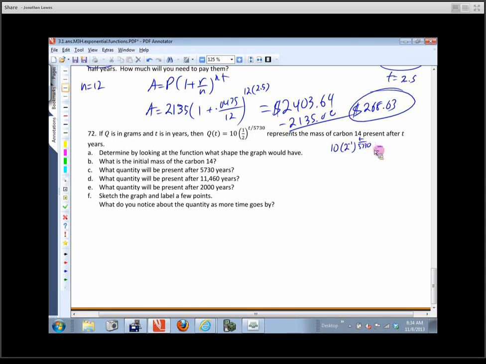Power to a power, I could write it this way, 10, and then 2 raised to the negative T over 5730. Well, if that is an exponential base 2 and the exponent is negative, would it grow like this? Because they all have a horizontal asymptote. Would it run along that horizontal asymptote and go up? Or would it run along that horizontal asymptote and go down? It's going to go down because that negative there is a horizontal flip, right? So it's going to flip it over here, and it's going to start big and get small. So this is going to have a shape like this.